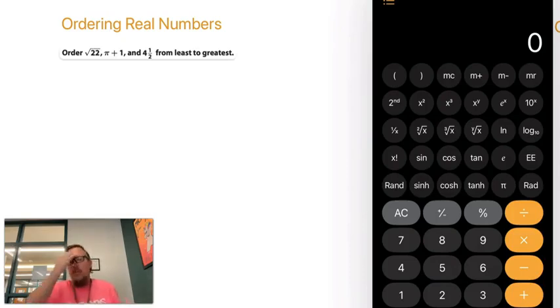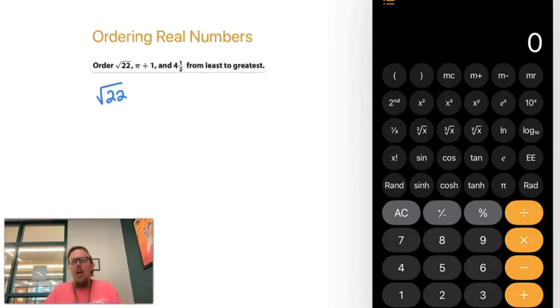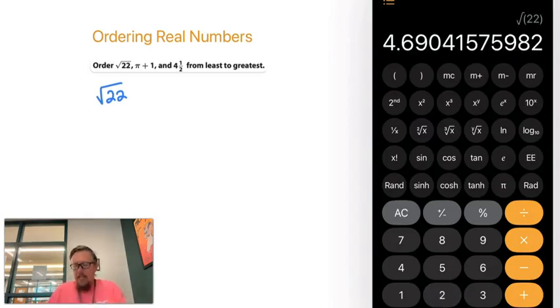We're going to take each one of these three and convert them into decimals. Then we're going to figure out which one's the smallest, which one's the largest, and which one goes right in the middle. So let's start off with the square root of 22. We do the square root of 22 in our calculator, and that is about 4.69. Since it's not exactly 4.69, I need to use the approximately equal sign. The square root of 22 is approximately 4.69.